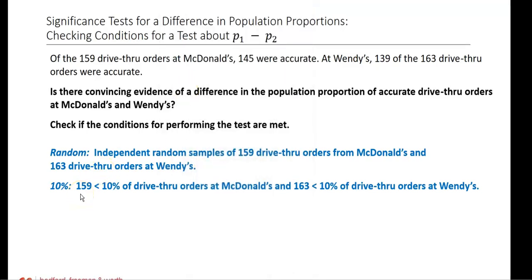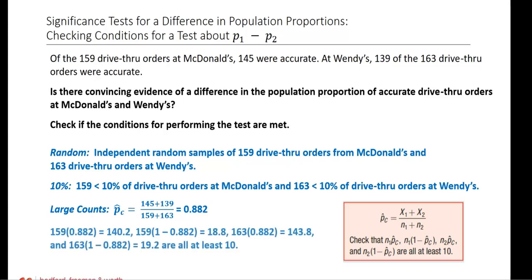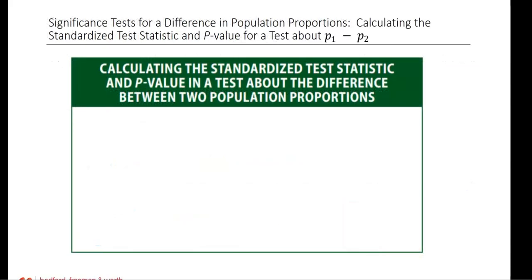We have to do that before we do the last condition, which is the large counts condition. So once you get 0.882, now we plug it in. So n times that: 159 times 0.882 and 159 times 1 minus 0.882. Same thing for the other one. It's okay to round those to the nearest integer. You could probably leave it like that and be okay as well. I think it's either way. We don't need those when we do the calculator portion of the test.